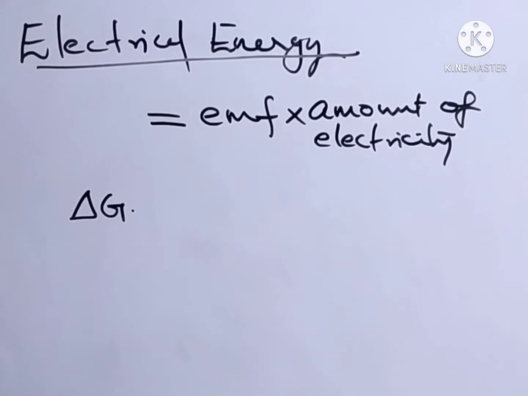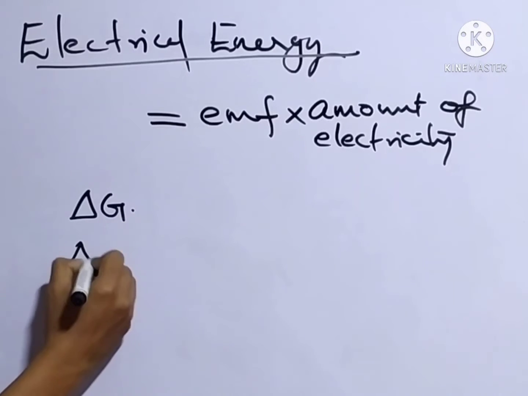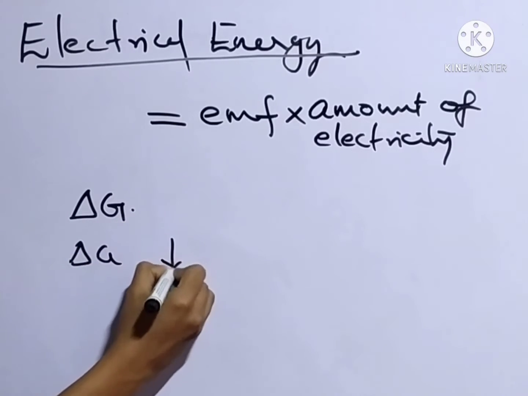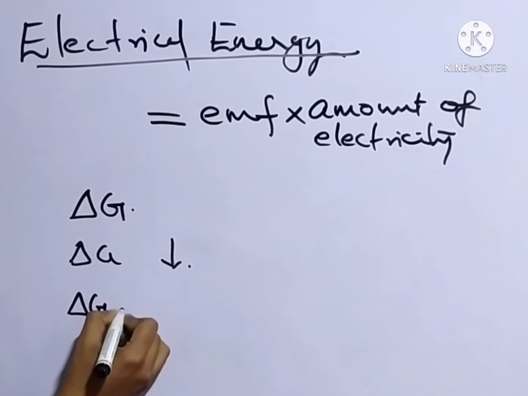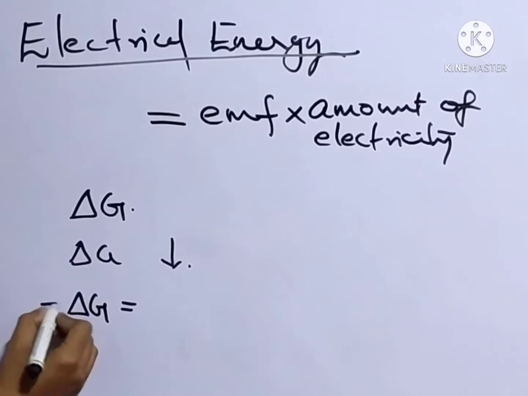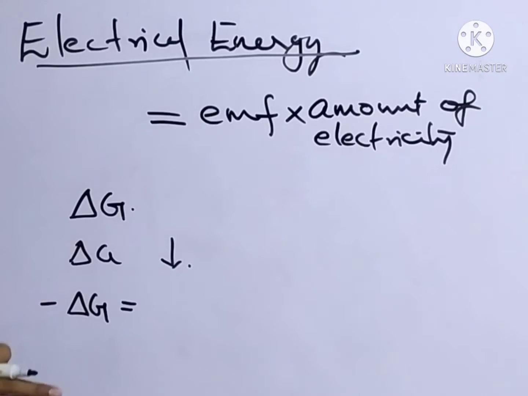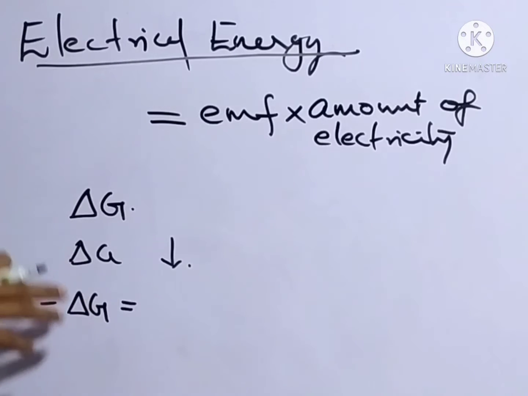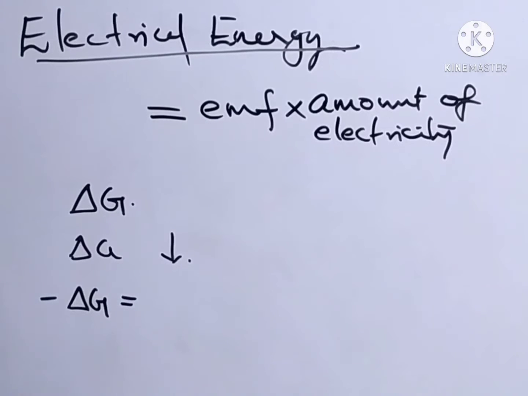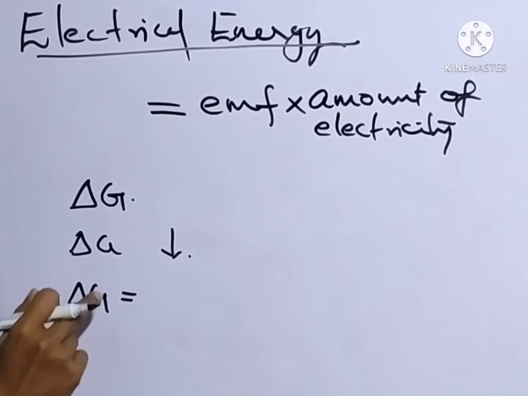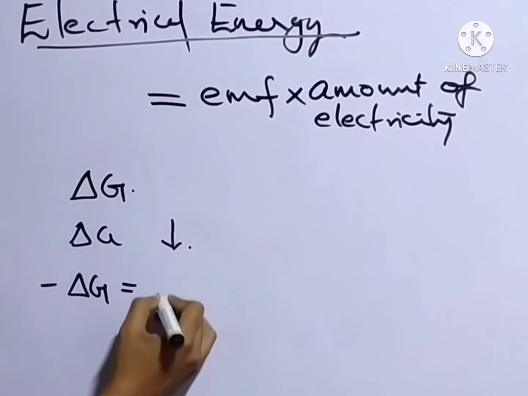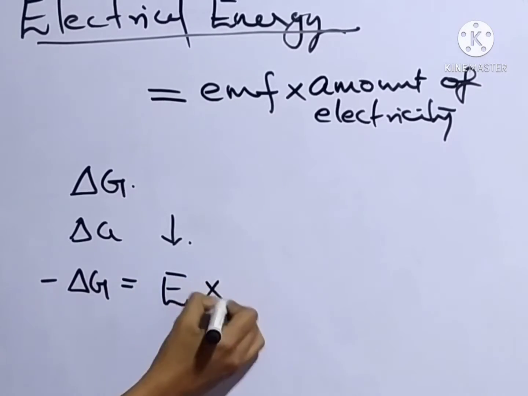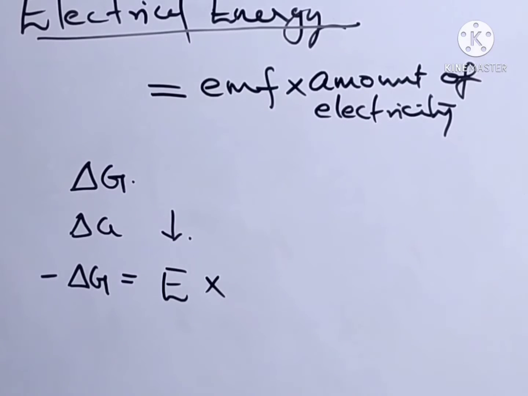Normally, for a reversible cell, delta G decreases. So we can say delta G equals minus delta G. Since the free energy delta G decreases in a reversible cell, we use the negative sign. So minus delta G equals the EMF of the cell E times the amount of electricity.